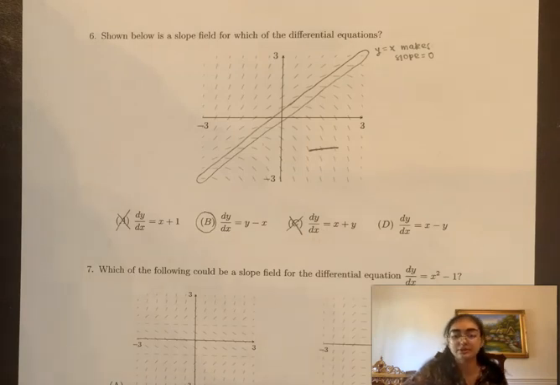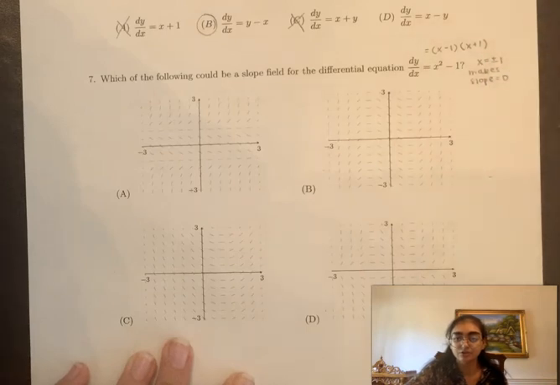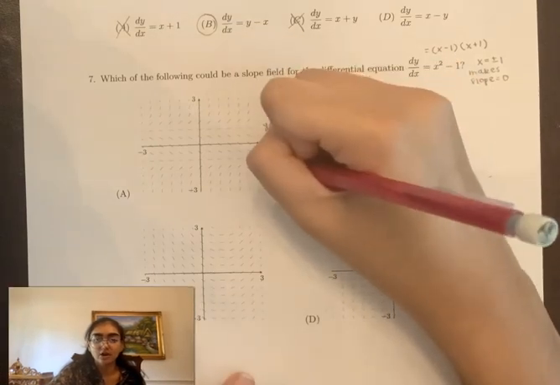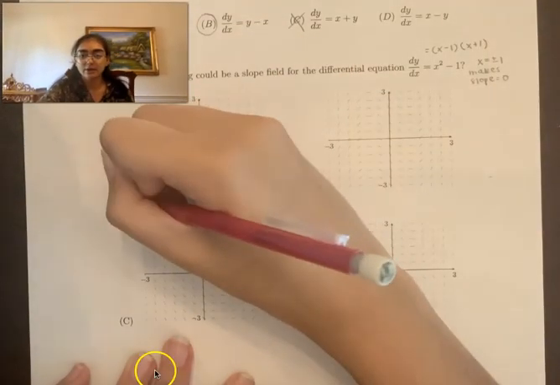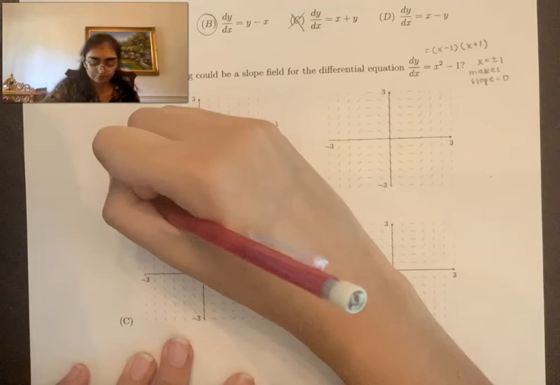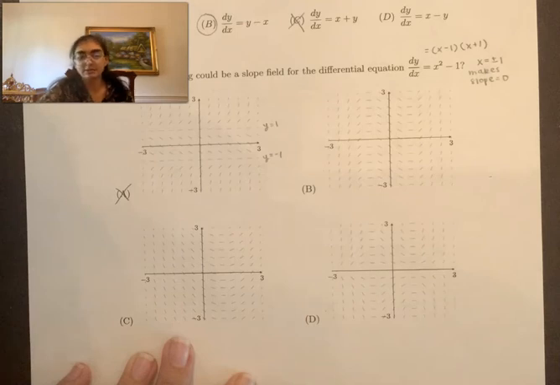Moving on to number 7, we're going to match the slope field for the differential equation. I went ahead and factored this equation, and we can see that when I factor it, I get x minus 1 times x plus 1. So when x is equal to negative 1 or positive 1, we get a slope of 0. So we can see that A cannot be the correct answer since the slope is only 0 where y equals 1 and y equals a negative 1.